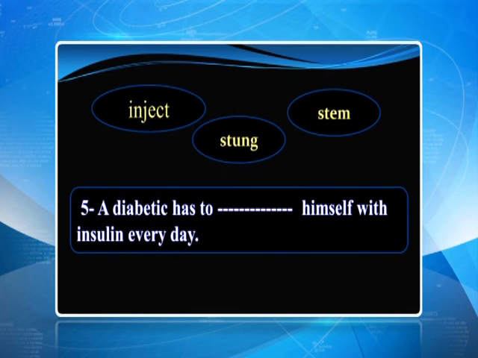That's great. Let's see. A diabetic has to blank himself with insulin every day. We see this, and we might know someone who is diabetic. He needs to take an injection. And to take insulin, he needs to do what? He needs to inject himself. That's good.